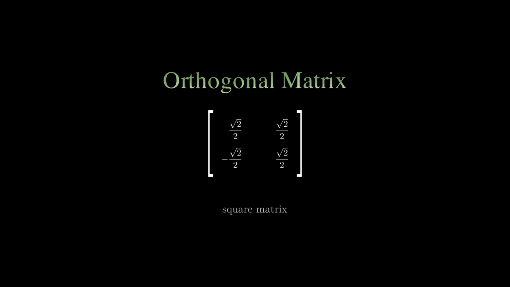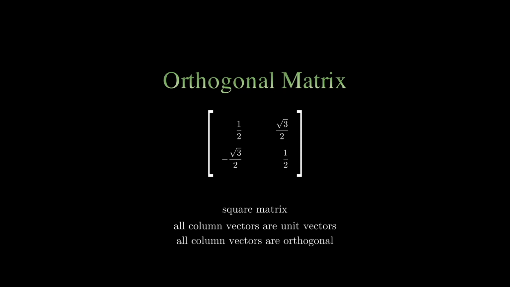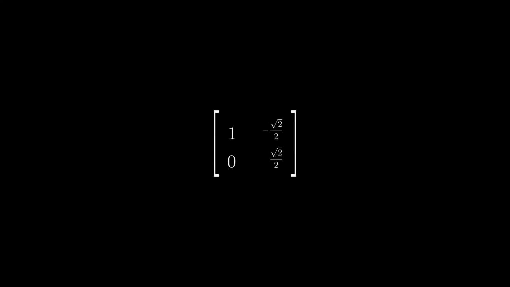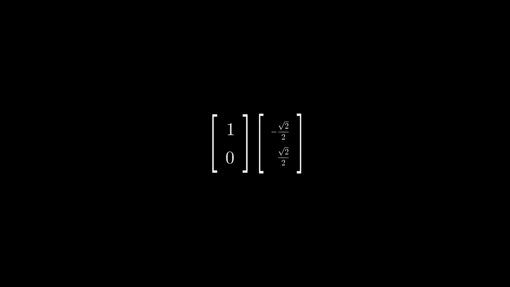Next, the orthogonal matrix. This one is very important for chapter 2 and 3. It's a square matrix. Every column vector is a unit vector, and they're all orthogonal to each other. Let's dissect the definition a little bit. So, what is a column vector? Basically, if we vertically slice through the matrix into columns, each column is a vector.